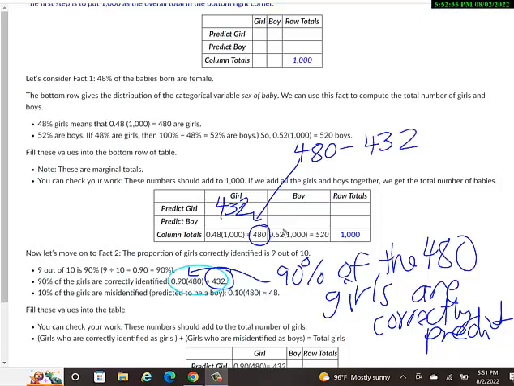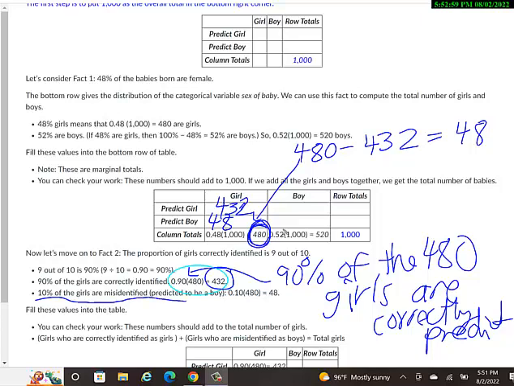432 of them were correctly predicted to be a girl. How many were predicted to be a boy accidentally? Well, you're either predicted to be a girl or you're predicted to be a boy. So it looks like 48 is the difference there. So I'd put 48 in this place. Yeah, because it should be that this bottom number, the marginal total, 480, should be the two numbers above it added together.